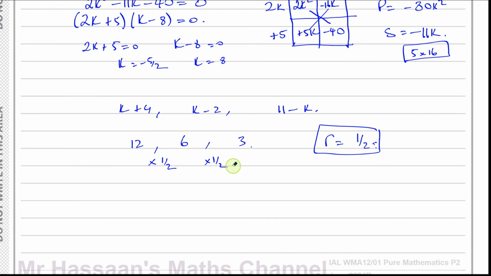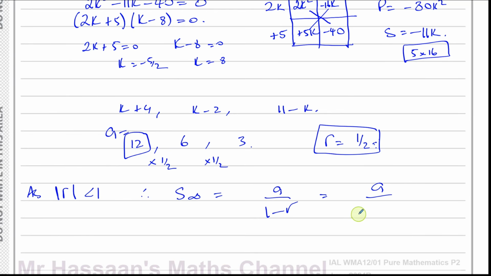So obviously, the common ratio is a half. That is what gives us a convergent series. As the common ratio is less than 1, we can say that the sum to infinity of this series is a over 1 minus r. The first term, as we said, is 12. So it's 12 divided by 1 minus a half, which is 12 divided by a half, which is 24. So the sum to infinity of this series is equal to 24.